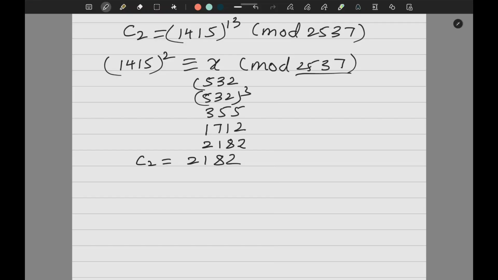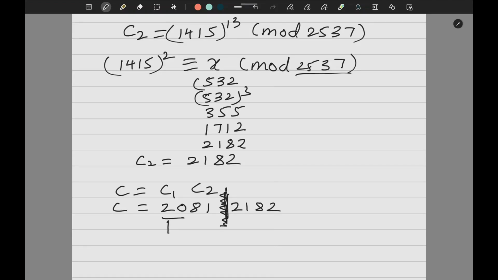Correct? So what is the C value? C value is C1, C2. So the C value is 2081 and the C2 value is 2182. Remember, we have done it separately, so I am putting this line in between. Okay. Now let us start writing the cipher text.